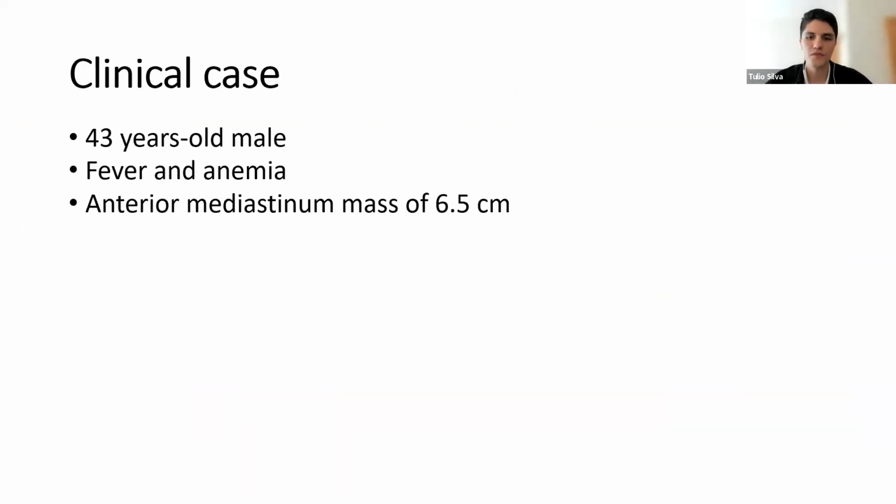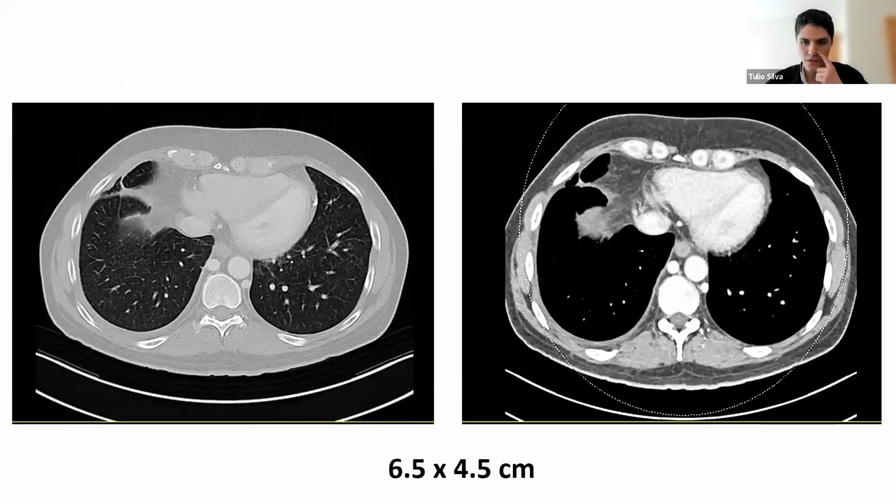This case involves a 43-year-old male who consulted for systemic symptoms of fever and anemia. A thoracic CT scan was performed and an anterior mediastinum mass of about 7 centimeters was observed. These are the images of the thoracic CT scan showing the mass and its relationship with the right atrium, the aorta, the right pulmonary artery, and the lung parenchyma.